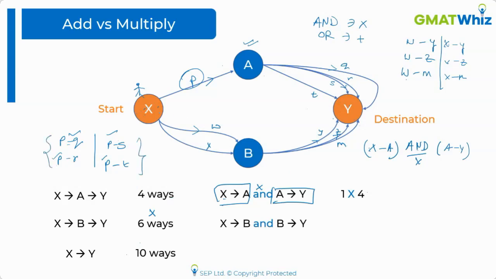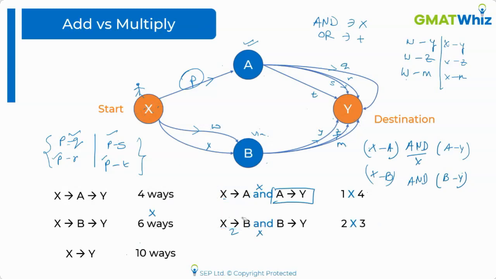Similarly, if I want to go from x to y via b, then obviously I'll have to take the path x to b, and at the same time, I'll have to take the path b to y to reach y. Now from x to b, I can go in 2 ways, so this would be 2. And means multiplication. B to y means 3 ways. So 2 times 3 would give you 6.